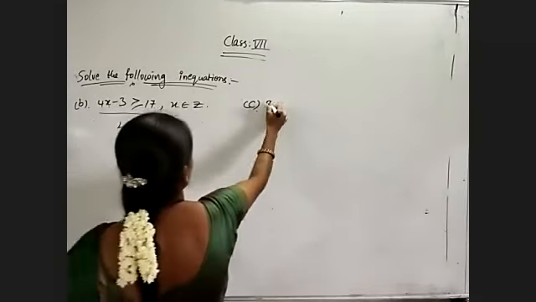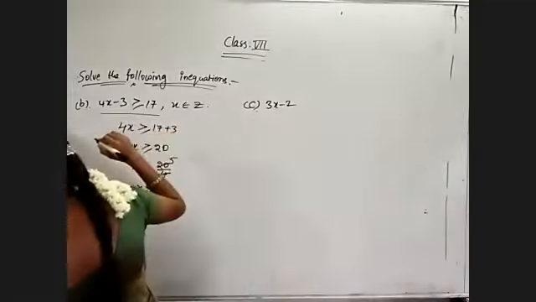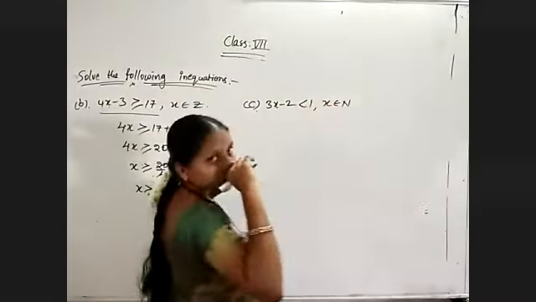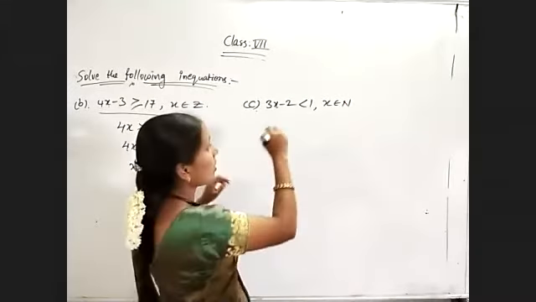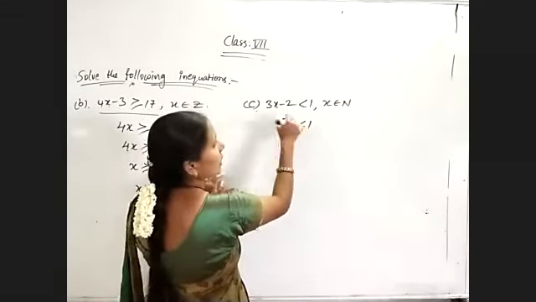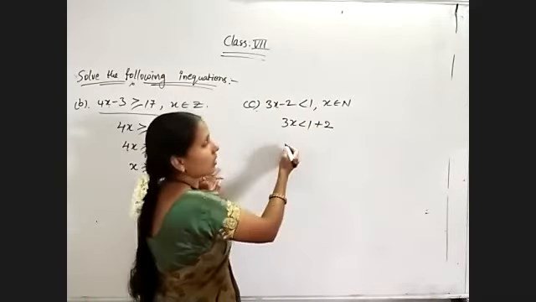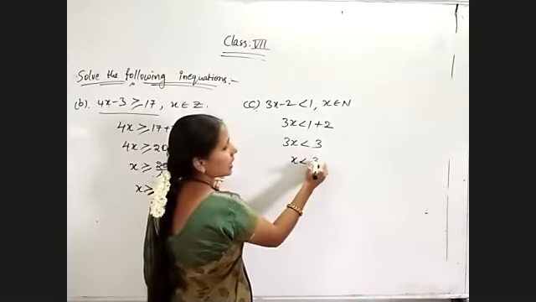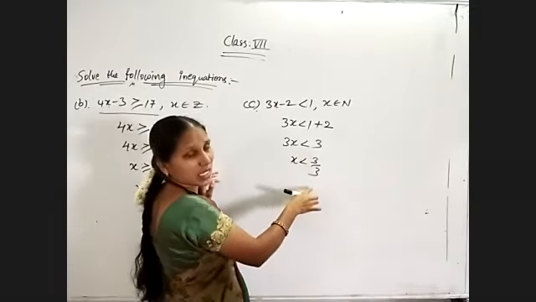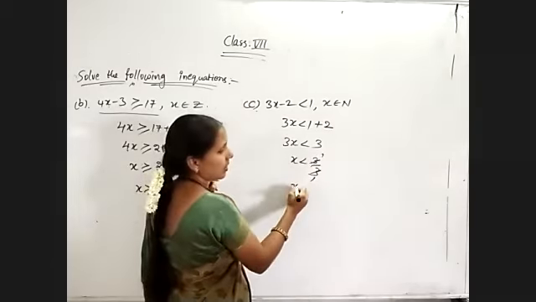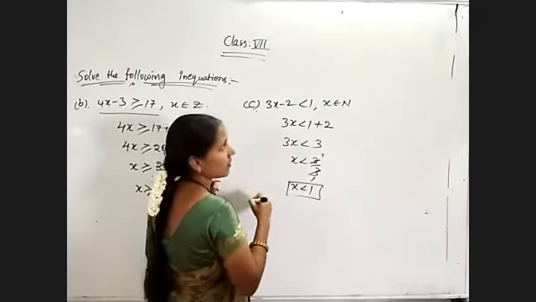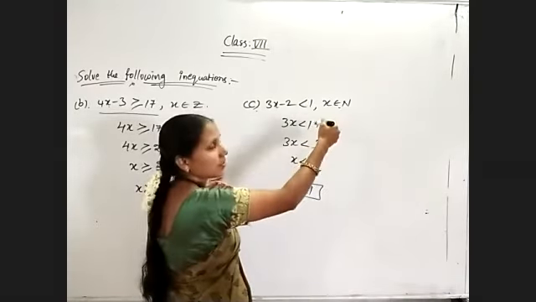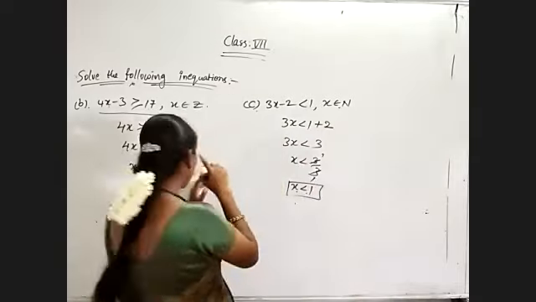3x minus 2 is less than 1. x belongs to capital N, natural numbers only. Now 3x is lesser than 1 plus 2, bringing the minus 2 across as plus 2. 3x is lesser than 3. x is lesser than 3 by 3. Here it is plus 3 being brought across, so there is no problem. 3 ones are 3, so x is lesser than 1. Actually, x is less than 1 and x belongs to N. Is there any natural number less than 1? No. Okay.